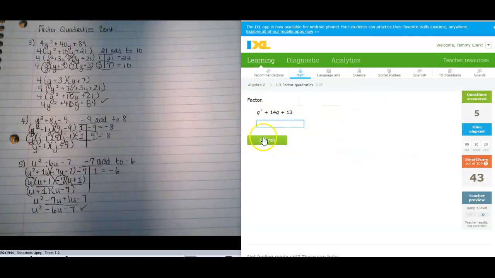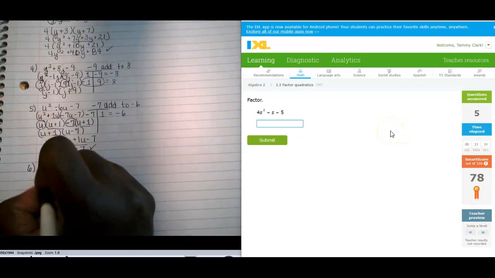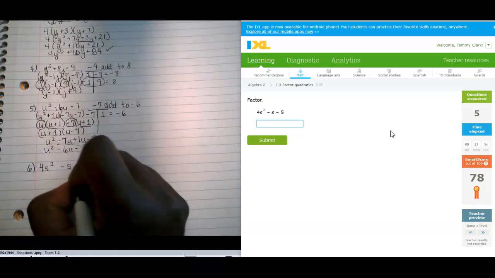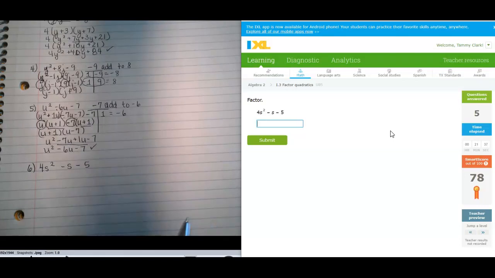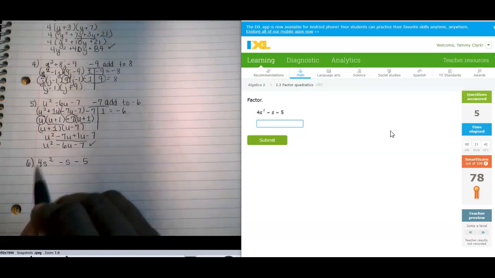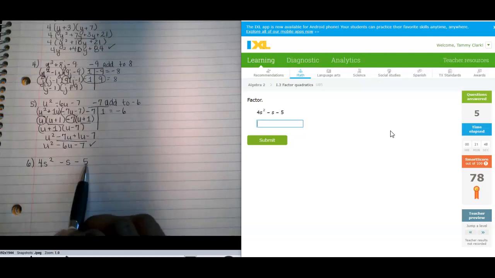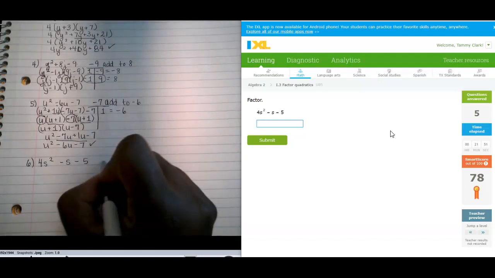Now what I'm going to do is go ahead and jump a couple of levels to get us to the higher ones so you can see what those look like. All right, what I noticed is everything up to this point was either you were using a greatest common factor and then doing what we were doing before. Now, if you notice on this problem, which is 4s squared minus s minus 5, there is no greatest common factor, so there's nothing to pull out. However, we still want to use the method where we multiply the first term and the third term. So a times c. So 4 times negative 5.